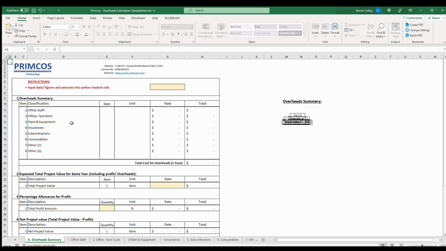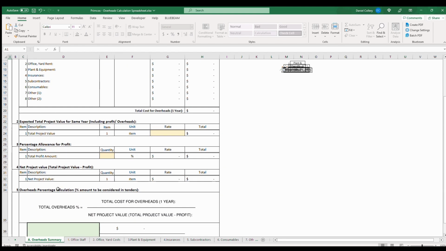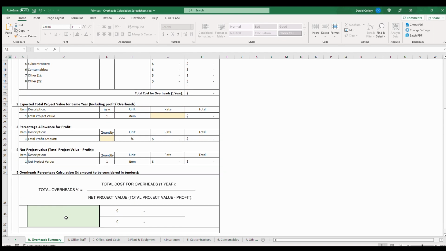and future tenders. So as a quick run through the spreadsheet, we have our overhead summary on our first page here, which will show the summary of all the different costs and the breakdown of each. And then will give us a percentage result in this green cell below.